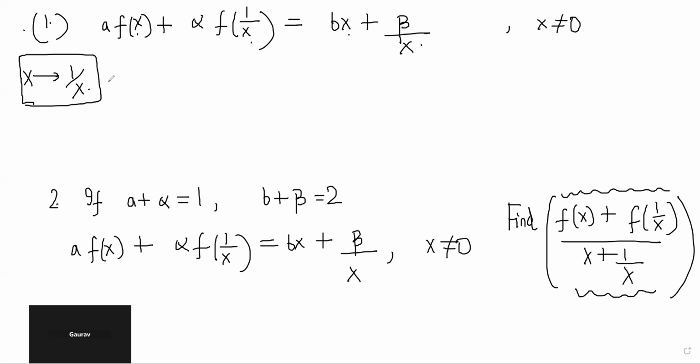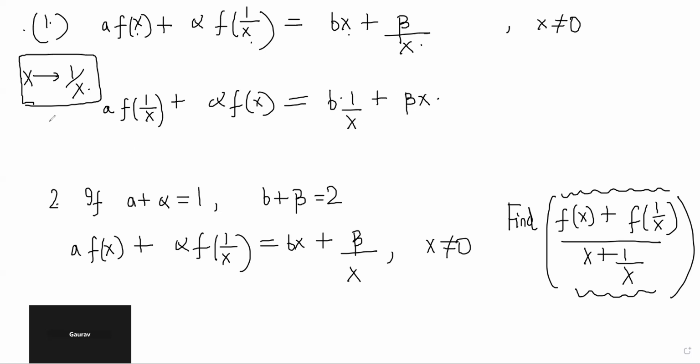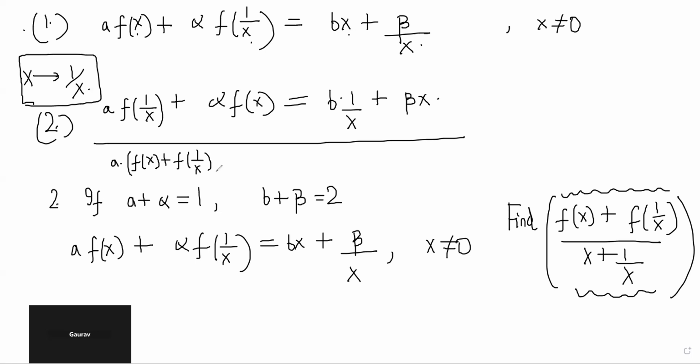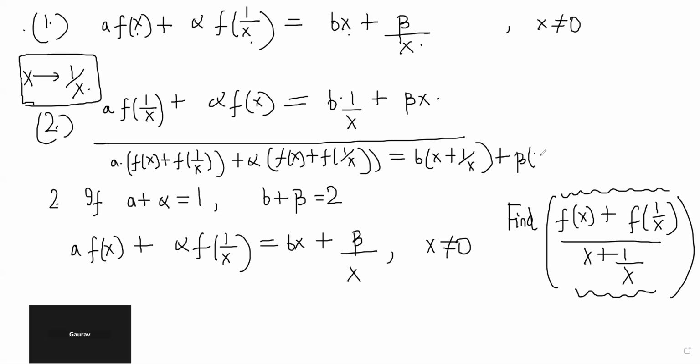Yes. If you do this replacement, you'll get a times f(1/x) plus alpha times f(x) is equal to b into 1/x plus beta into x. And that can be called your equation 2. Both the equations are valid. If you add them, you will be able to take many things common. You will get a common (f(x) plus f(1/x)) plus alpha common (f(x) plus f(1/x)) is equal to b common (x plus 1/x) plus beta common (x plus 1/x), right?